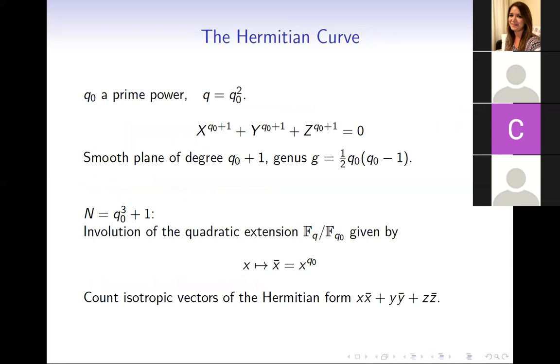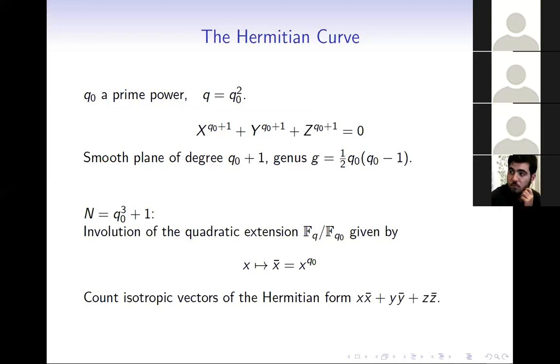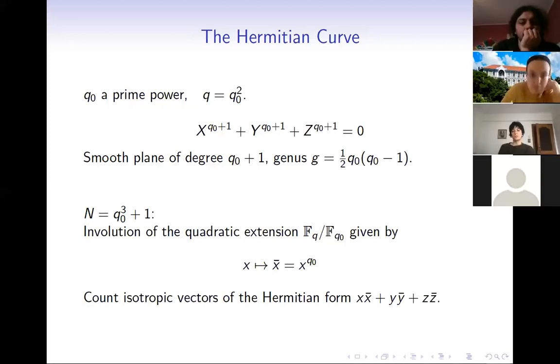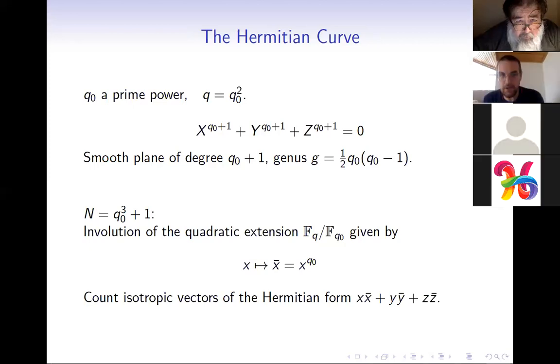the Hermitian curve. For people working on curves over finite fields, this is maybe the most prototypical example. So whenever you look for extremal cases or counterexamples and so on, the Hermitian curve is a good place to look at. So how is it defined? So I assume Q0 is a prime power and Q is the square of Q0.